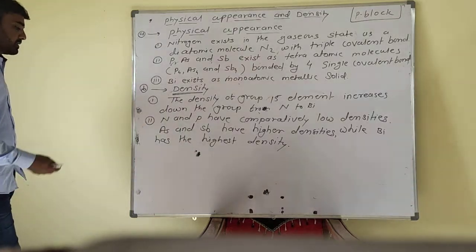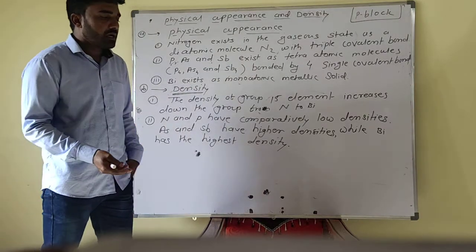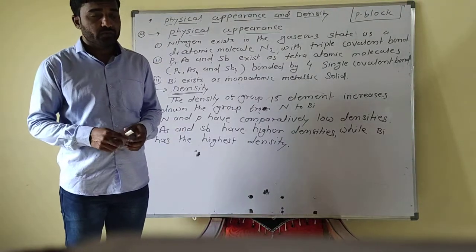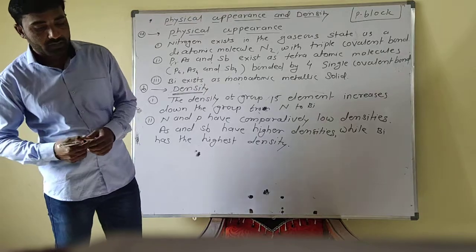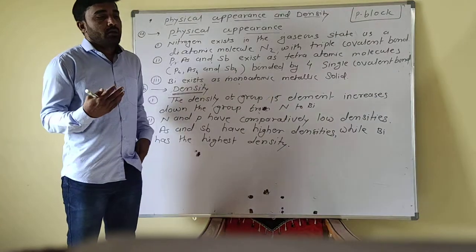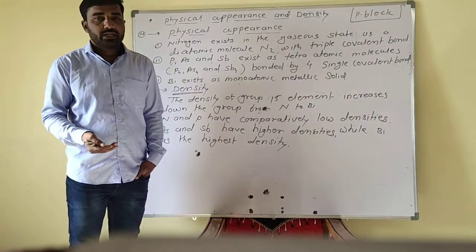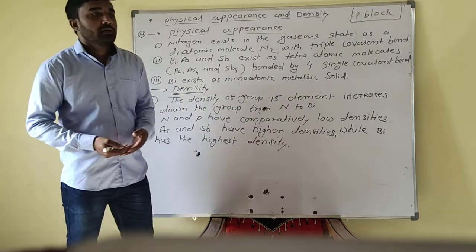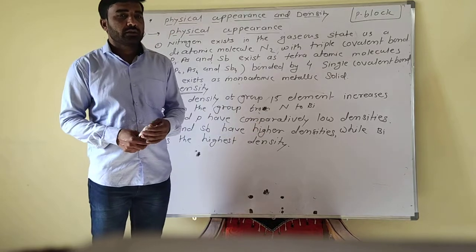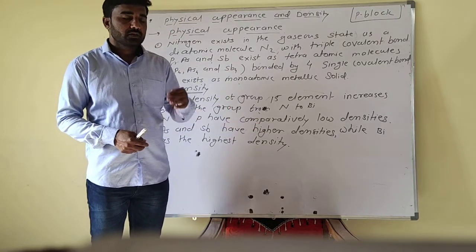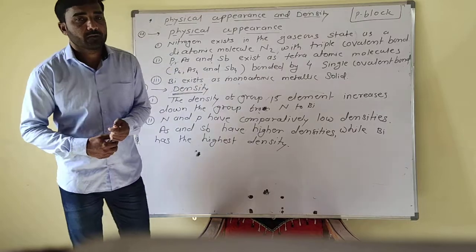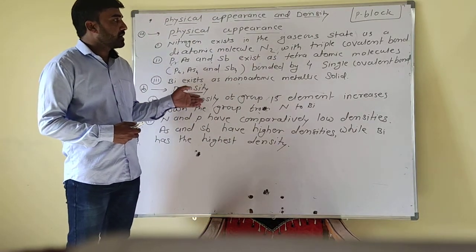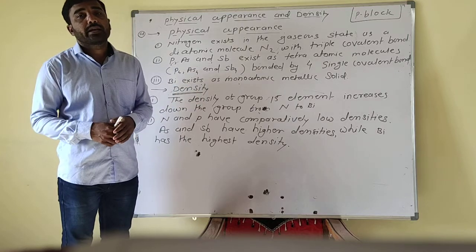In the previous lecture, we discussed the introductory part, general electronic configurations, and properties of group 15 elements. Those properties include electronegativity, atomic and ionic radius, ionization enthalpy, and oxidation state. Today's lecture discusses the physical appearance and density.